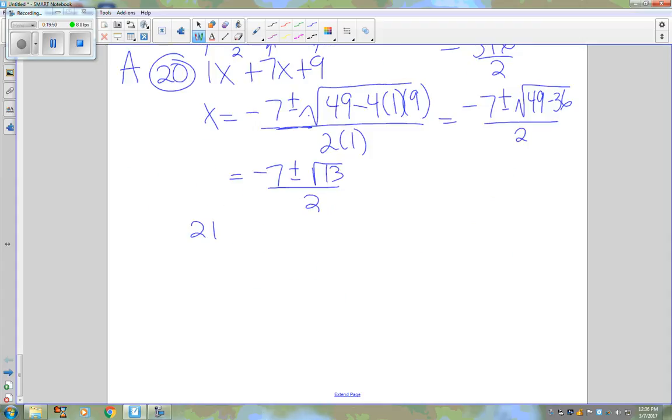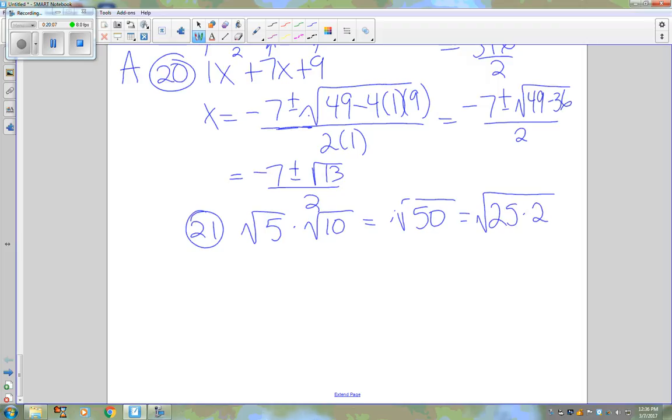And 21, we have the square root of 5 times the square root of 10. If you have the same root, both of these are square roots, then you can multiply the two numbers together. 5 times 10 is 50. Now the largest perfect square factor that will go into 50 is 25. This is the perfect square. The square root of 25 is 5. 2 stays under the radical. Your answer is A.